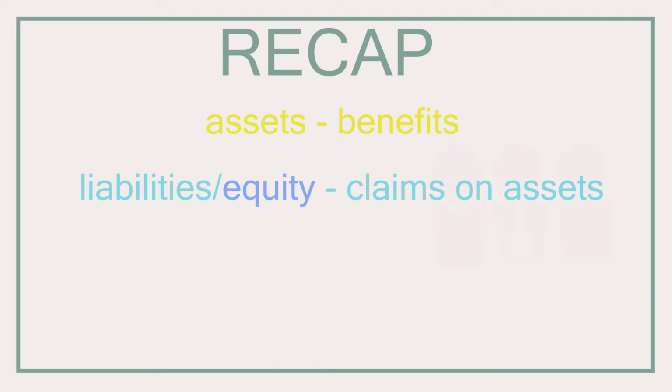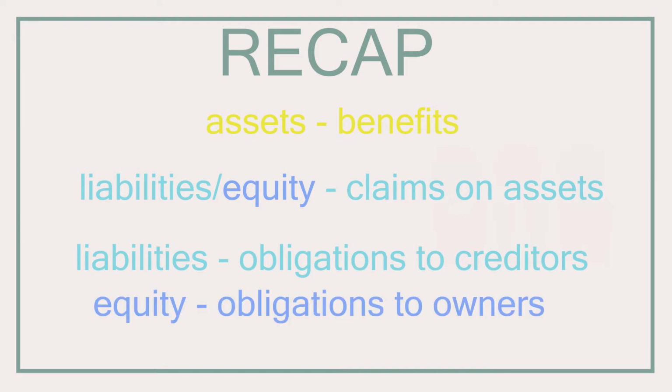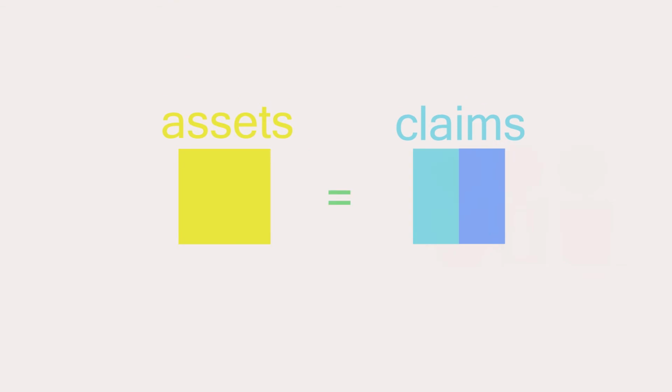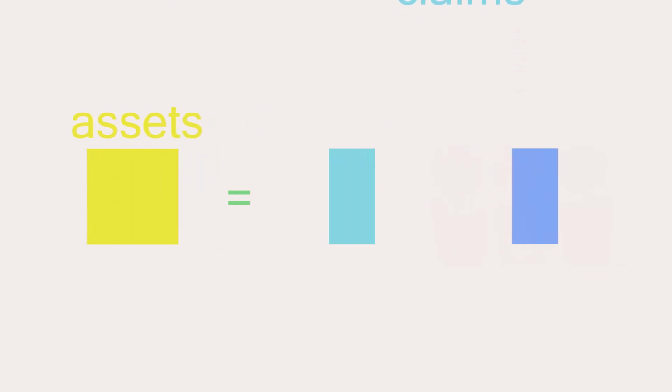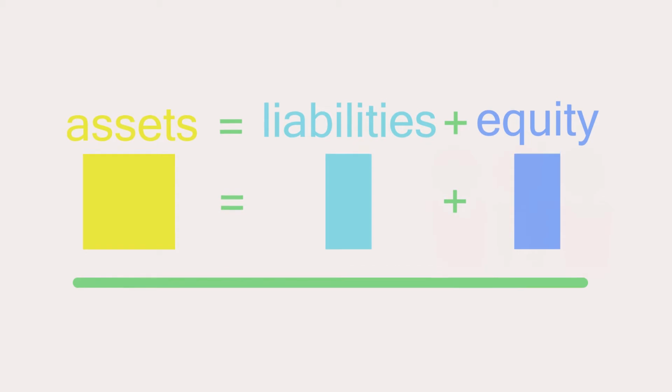To recap, assets are current or future benefits controlled by the company, and liabilities and equity are the claims on those assets, representing future obligations. Liabilities are called priority claims since they are paid back first, and equity is referred to as the residual claim on the firm's assets. Because nothing comes for free, the amount of assets a company has is equal to the claims on those assets. In other words, total assets equal the sum of liabilities and stockholders' equity. This equation will always be true.